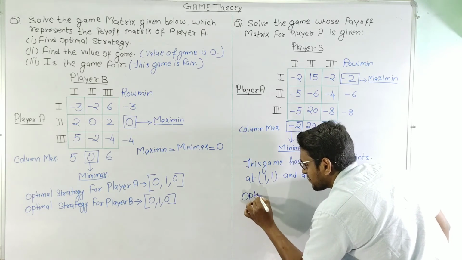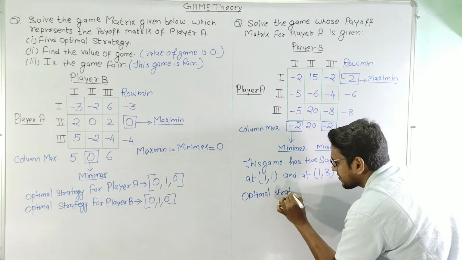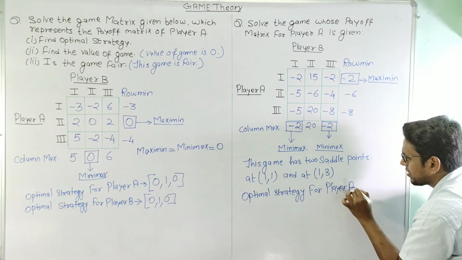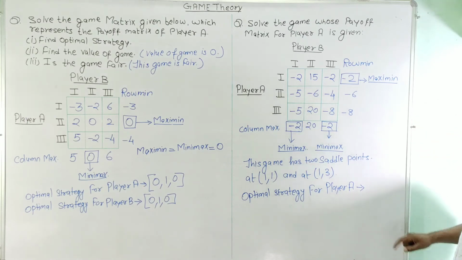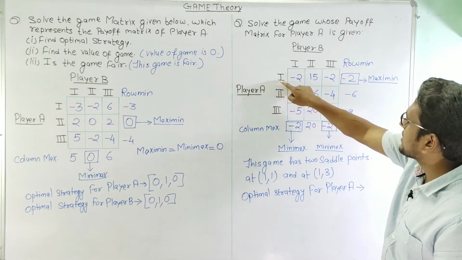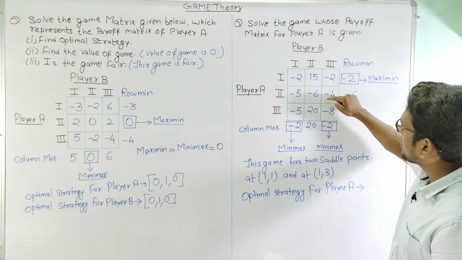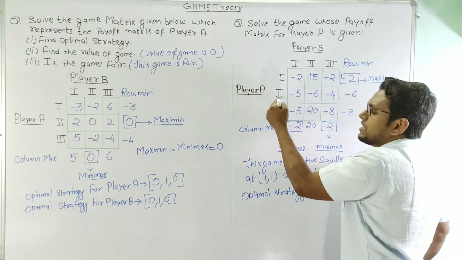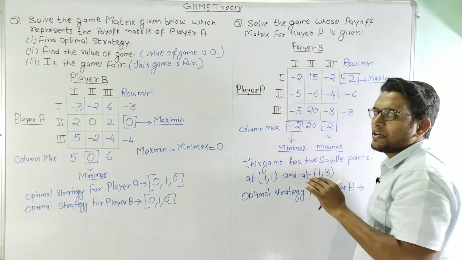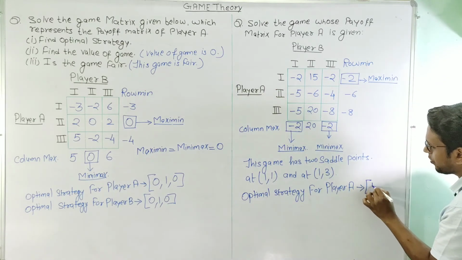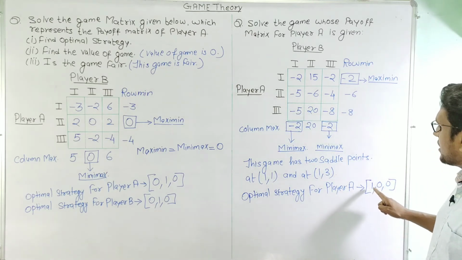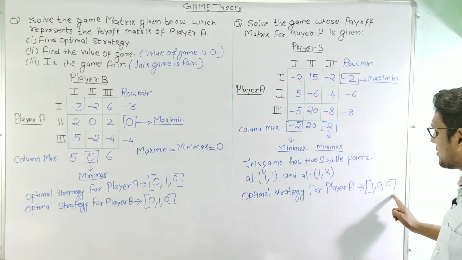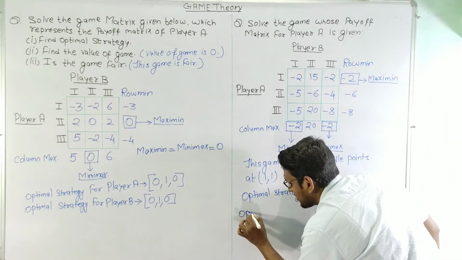So the optimal strategy for player A is when player A will play strategy 1 100% of time, because both the saddle points are coming in this row, and this suggests that in any manner player A has to play strategy 1 for 100% of time, or we can show this as 1 0 0. That means player A will play strategy 1 100% of time, strategy 2 0% of time, strategy 3 0% of time.